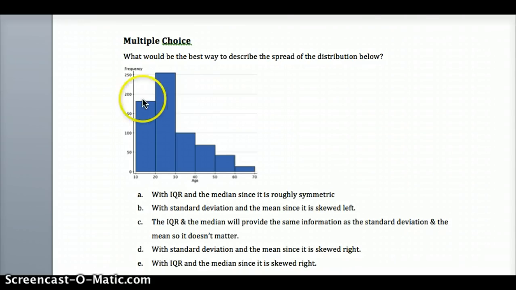So take a look at this graph, decide what you think about the shape of its distribution, and then use that as well as what we went over here to think about what would be best here: IQR and median, mean and standard deviation, or it doesn't matter. Also go back and read over lesson 2 in your books and look over that summary, and there are a lot of example problems in there.